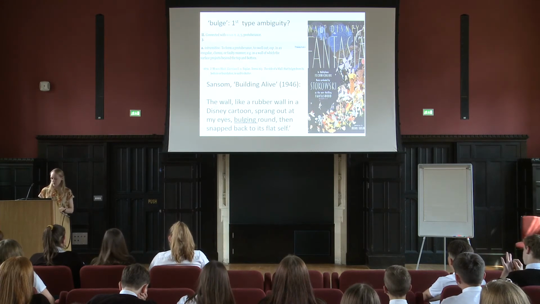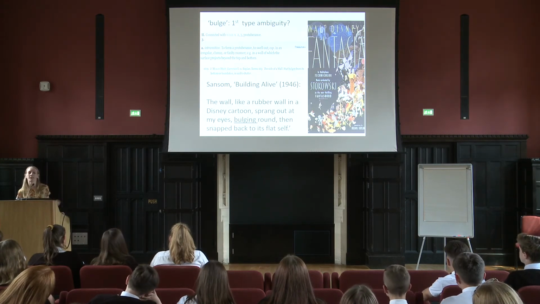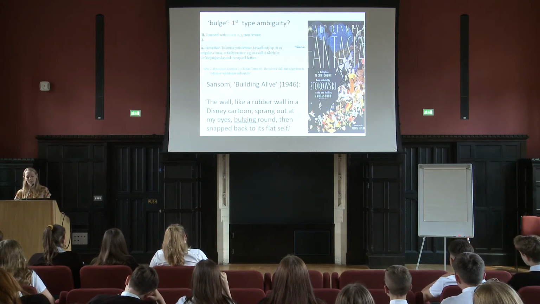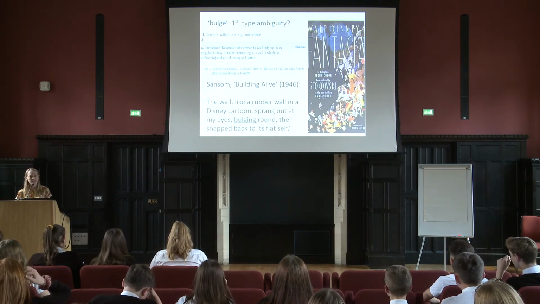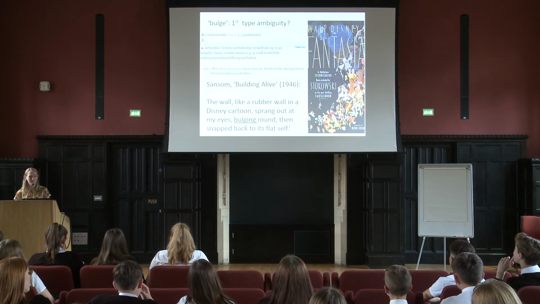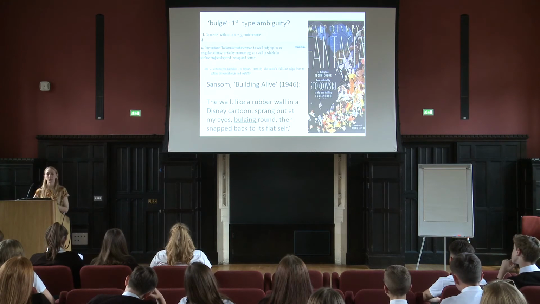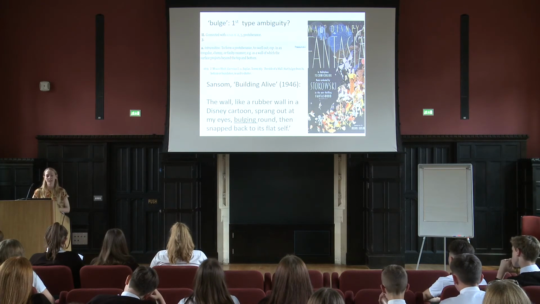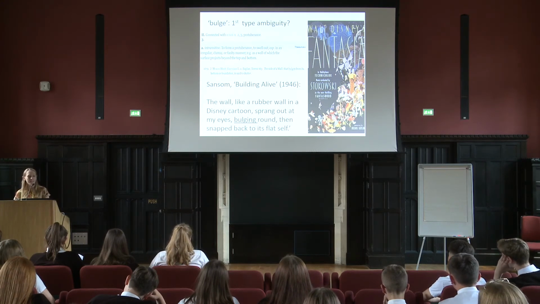So there's another short story again about burning buildings from 1946, and you see a quote from it here. It's a story called Building Alive, and Sansom says, "The wall, like a rubber wall in a Disney cartoon, sprang out at my eyes, bulging round, then snapped back to its flat self." So one of the ways in which Sansom is thinking about the word bulge, when he applies it to a wall, is informed by these new technologies of seeing animation on the screen, of going to the cinema and seeing Disney.